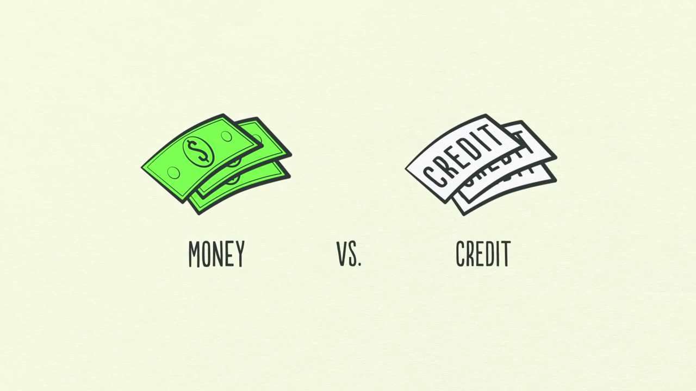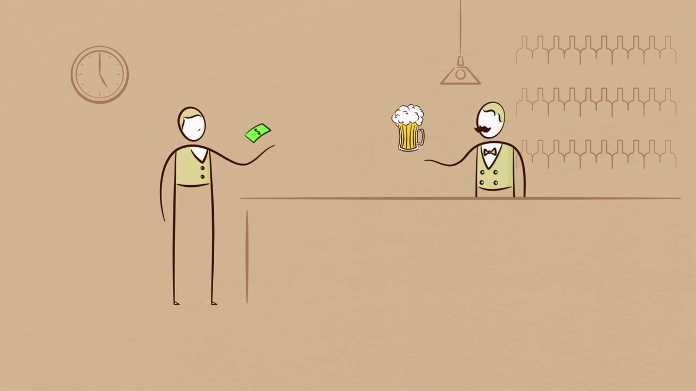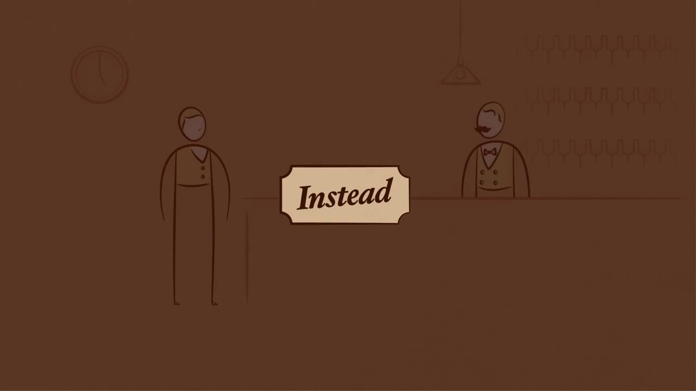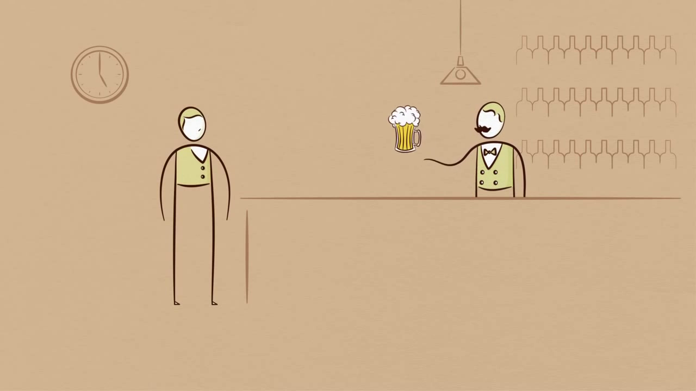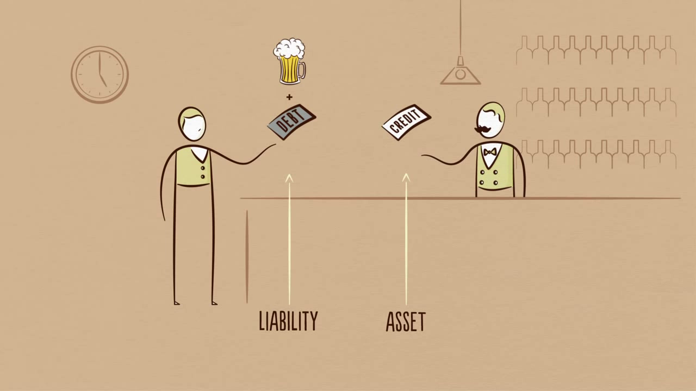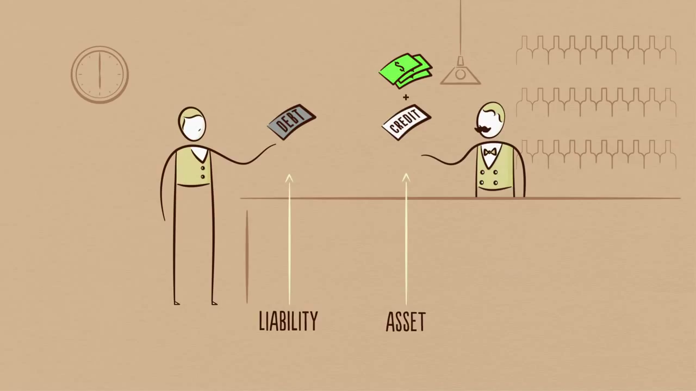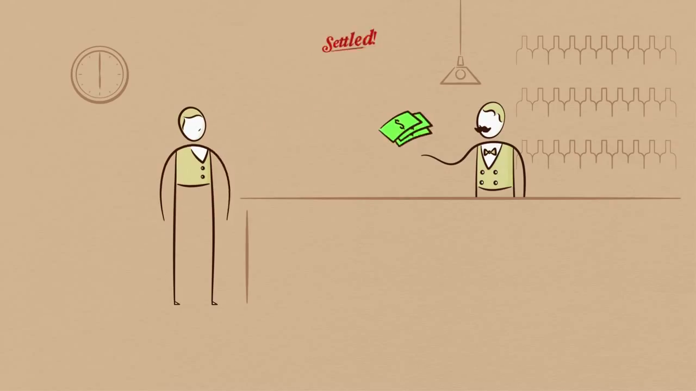Money is what you settle transactions with. When you buy a beer from a bartender with cash, the transaction is settled immediately. But when you buy a beer with credit, it's like starting a bar tab. You're saying you promise to pay in the future. Together, you and the bartender create an asset and a liability. You just created credit out of thin air. It's not until you pay the bar tab later that the asset and the liability disappear, the debt goes away, and the transaction is settled.